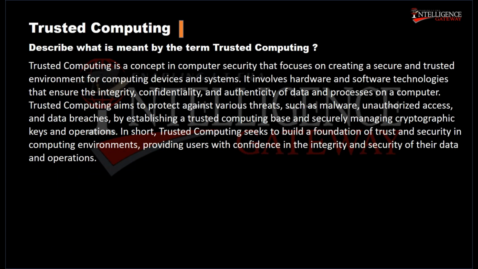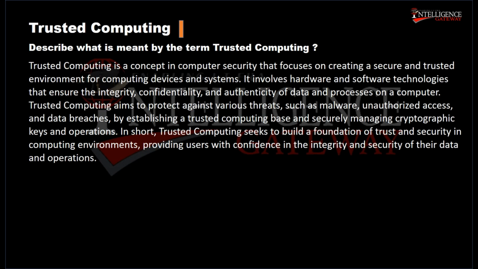Trusted computing. Describe what is meant by the term trusted computing. Trusted computing is a concept in computer security that focuses on creating a secure and trusted environment for computing devices and systems. It involves hardware and software technologies that ensure the integrity, confidentiality, and authenticity of data and processes on a computer. Trusted computing aims to protect against various threats, such as malware, unauthorized access, and data breaches.